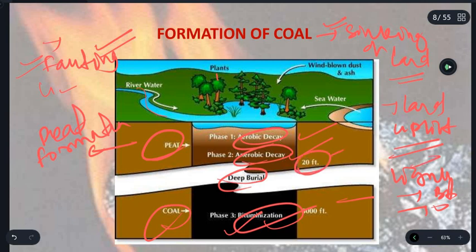And this is about the depth. On the surface, up to 20 feet we'll find the aerobic decay and anaerobic decay. Within the large deep-seated area we'll find the bituminization process happening. Clear?